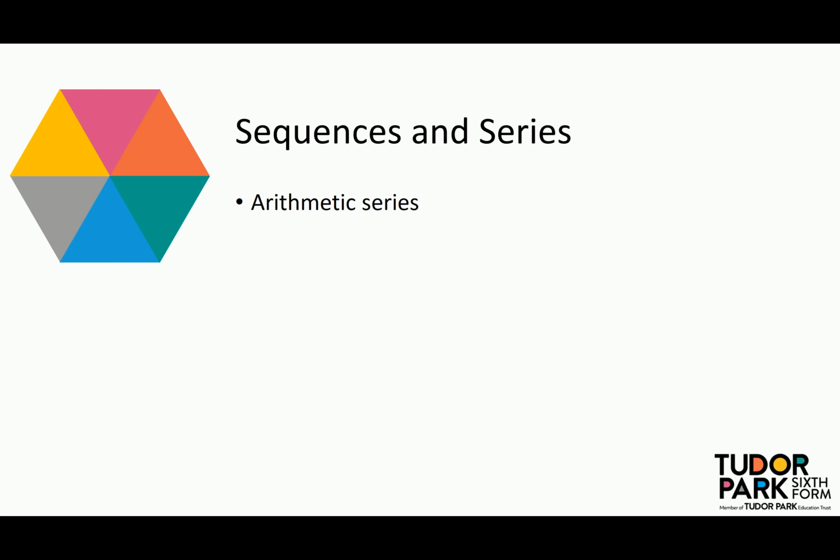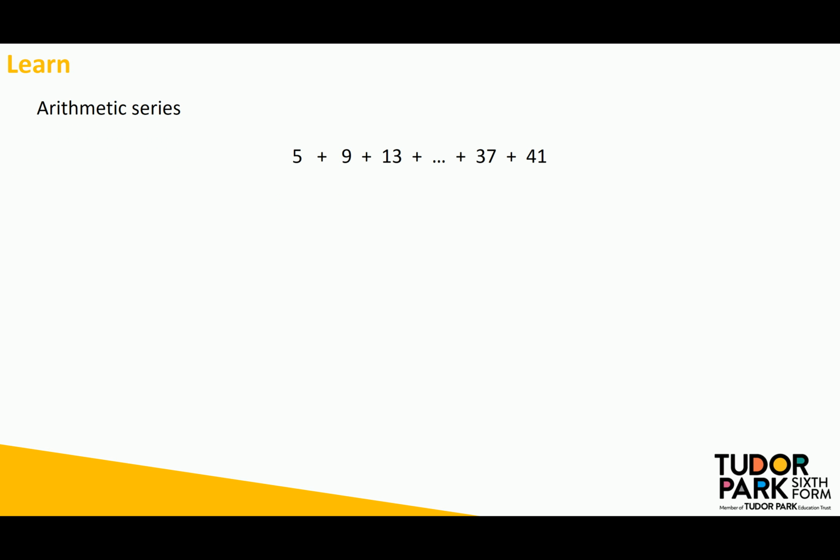Let's move on now and look at arithmetic series. A series is simply the sum of a sequence, and the reason that this is an arithmetic series is because the terms in this series form an arithmetic progression, as in the constant difference here is always 4. How do we add these things together?